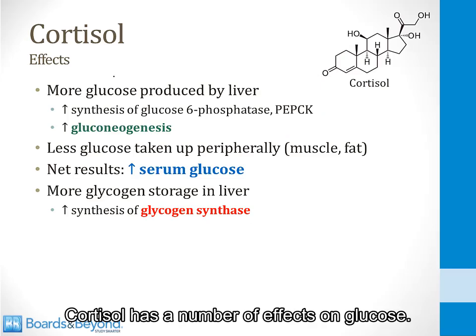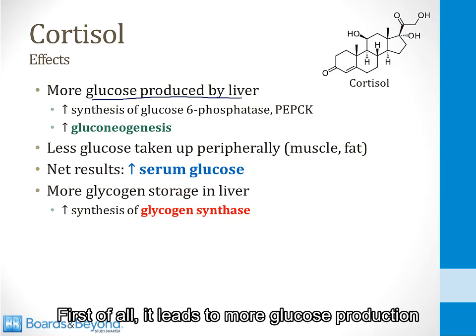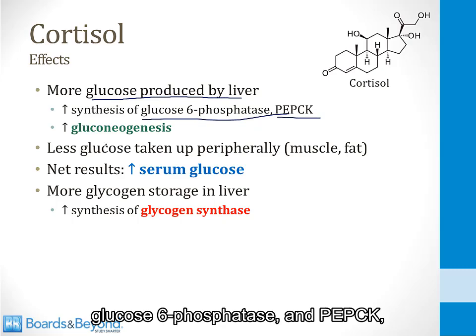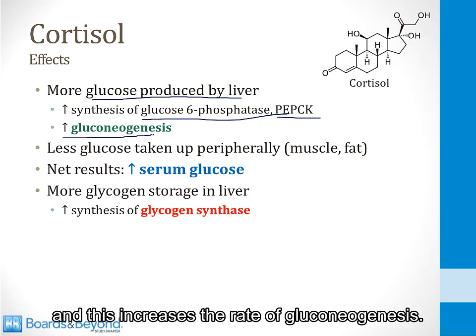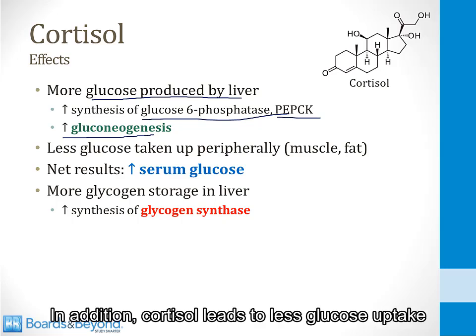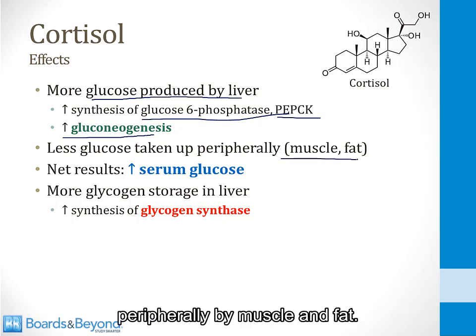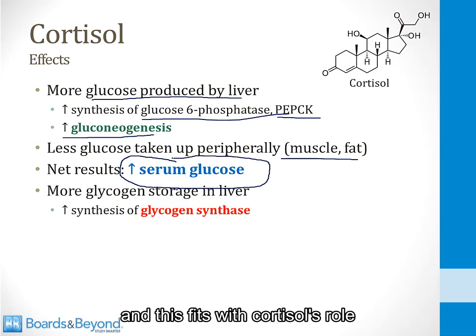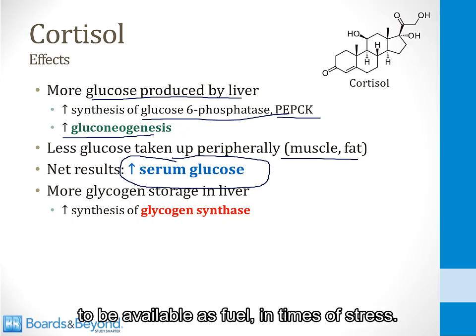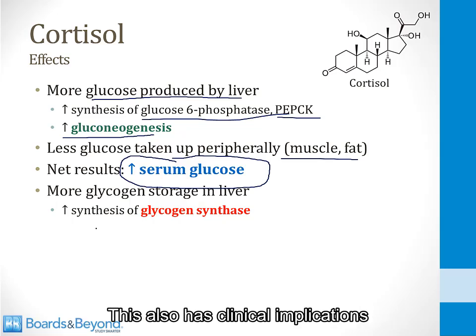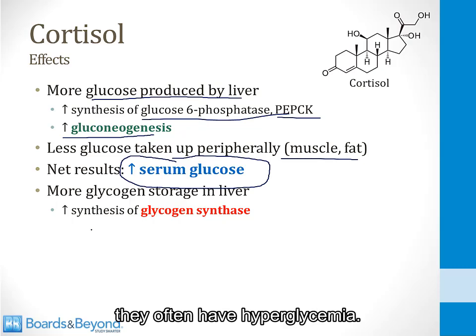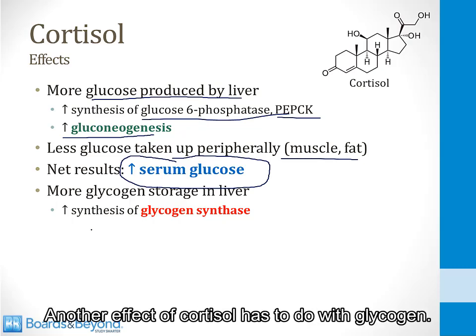Cortisol has a number of effects on glucose. First of all, it leads to more glucose production in the liver. It increases the synthesis of enzymes like glucose 6-phosphatase and PepCK, and this increases the rate of gluconeogenesis. In addition, cortisol leads to less glucose uptake peripherally by muscle and fat. The net effect of both of these things is to increase the serum glucose concentration, and this fits with cortisol's role as a stress hormone. You want more glucose in the plasma to be available as fuel in times of stress. This also has clinical implications for patients who are in a chronically high cortisol state. They often have hyperglycemia.